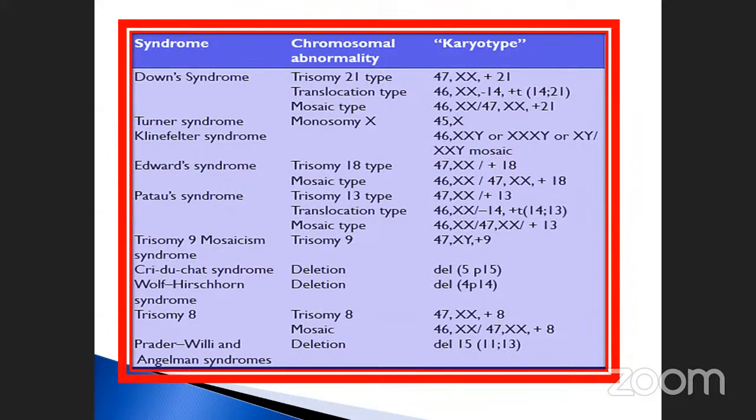See here, 47, XX plus 21. Here the normal count is 23 chromosomes, isn't it? 21 plus 22, 23 only. But sometimes 47 is obtained. That is called Down syndrome. It is also one of the trisomies. Translocation type: 46, the normal one, XX, and so on. These are all complicated, and there is no need for this type; it may be very rare cases only. Trisomic is the first one. The mosaic type is sometimes asked: 46 XX, 47 XX plus 21.